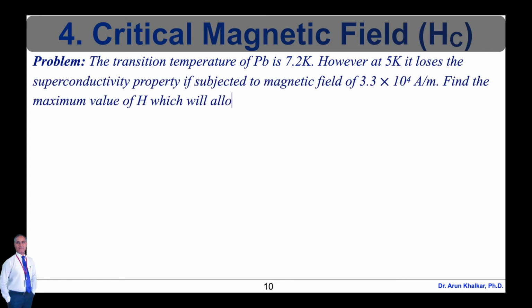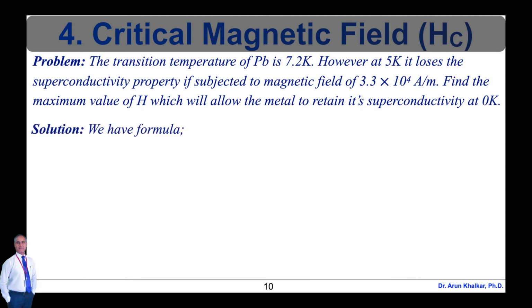The transition temperature of lead is 7.2 Kelvin. However, at 5 Kelvin, it loses the superconductivity property if subjected to a magnetic field of 3.3 into 10 raised to 4 ampere per meter. Find the maximum value of H which will allow the metal to retain its superconductivity at 0 Kelvin. The solution of this problem is as follows.